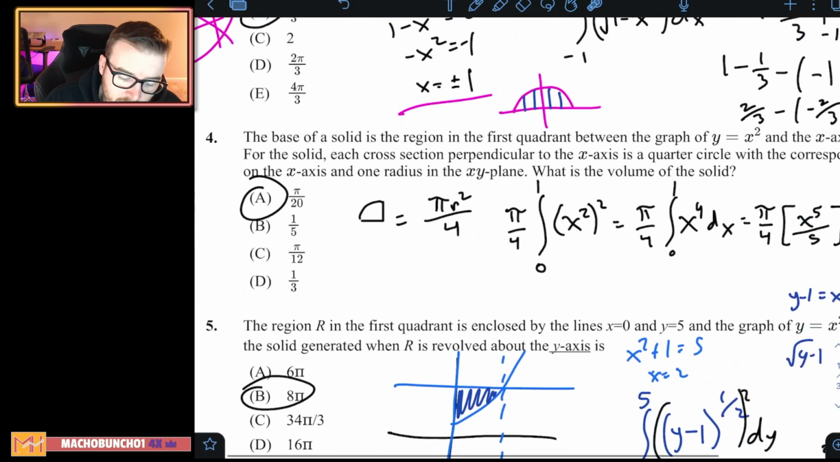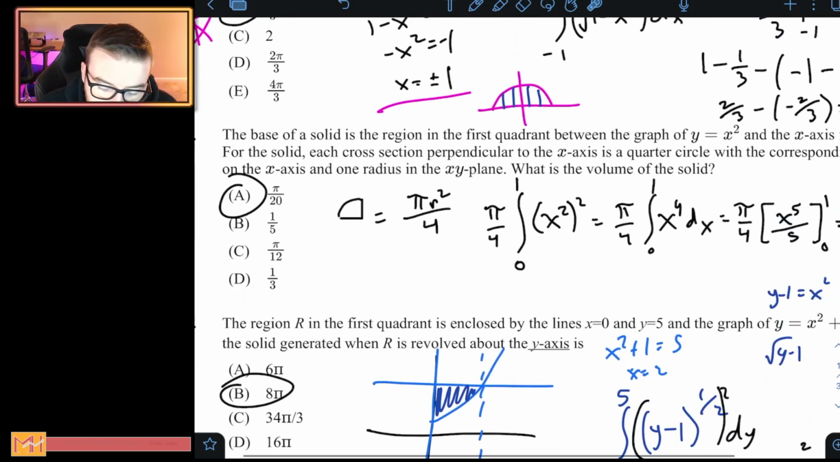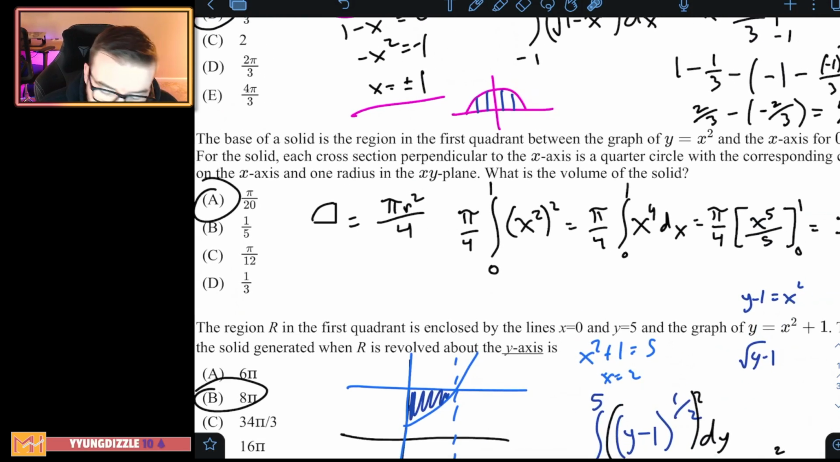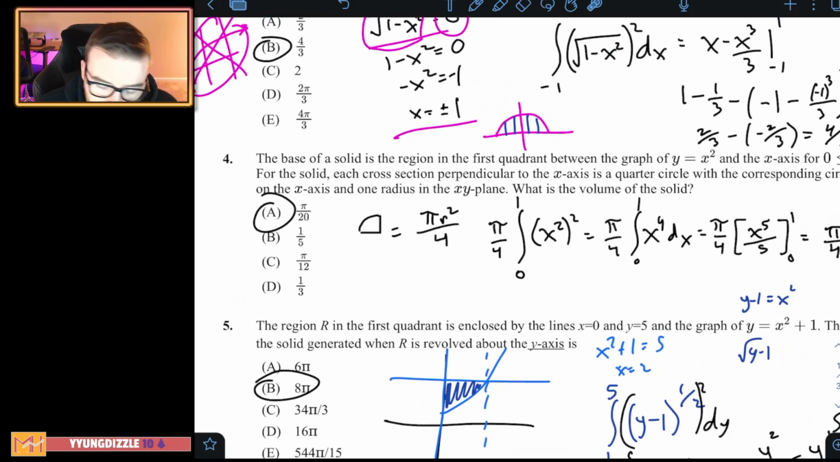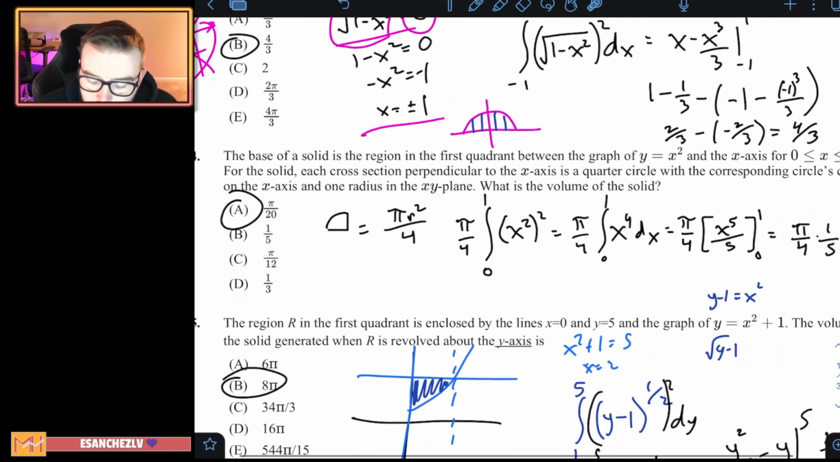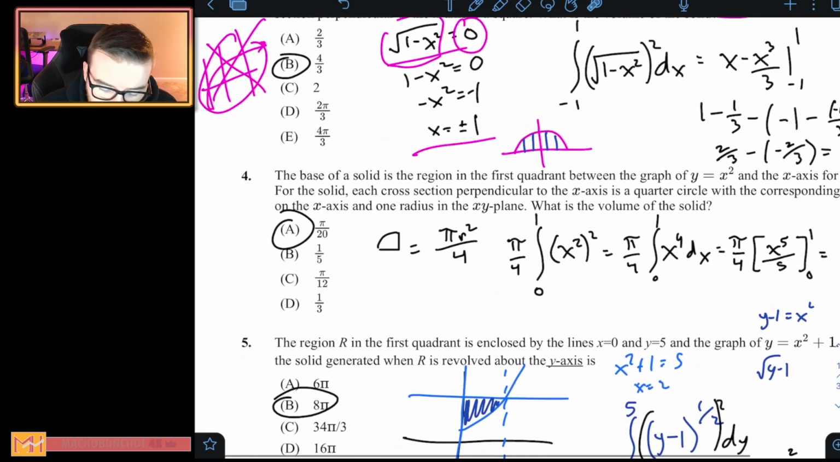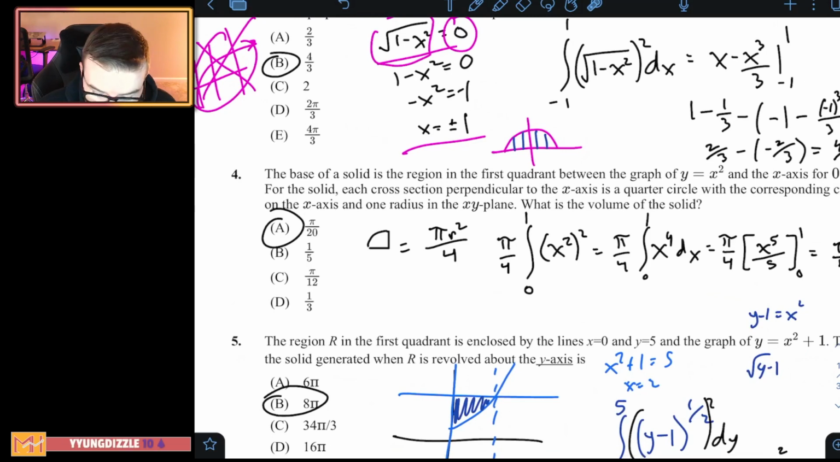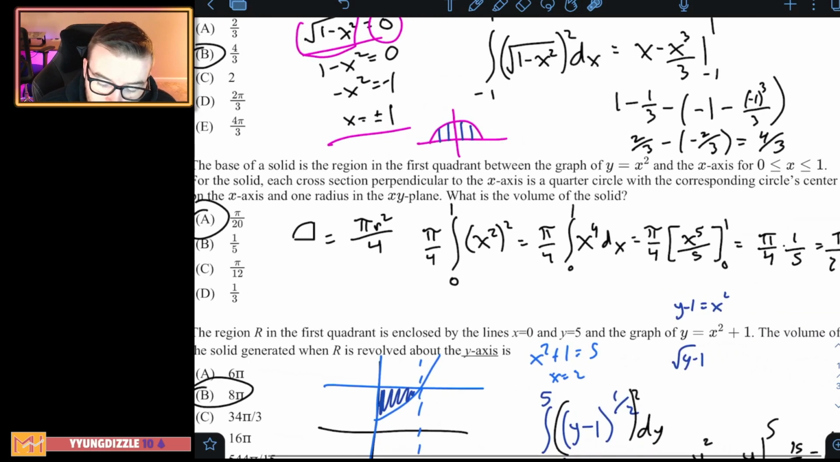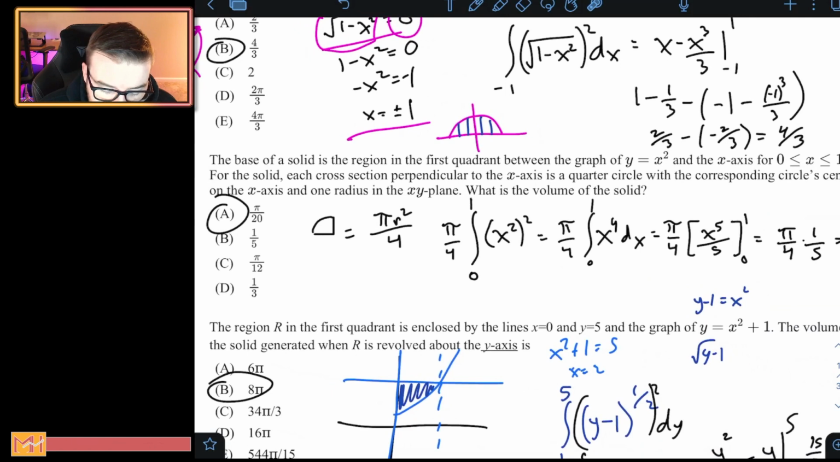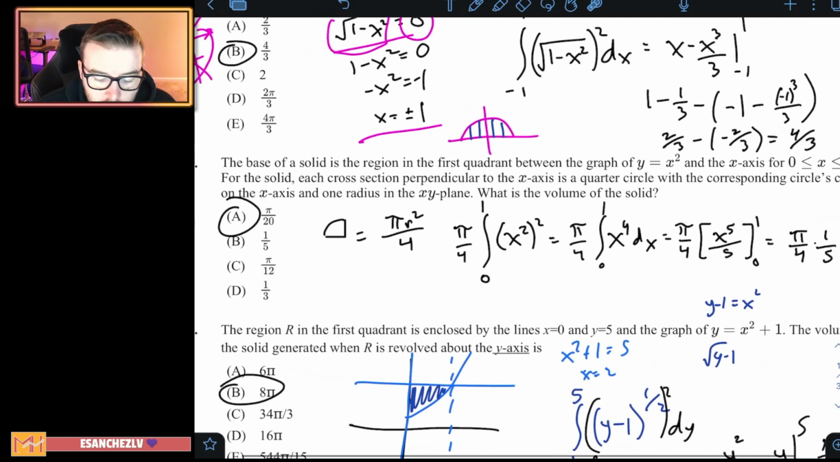All right, let's continue. So the base of a solid is the region in the first quadrant. That's a key detail. That's helpful, right? Like, okay, I'm above the x-axis. That's cool. Between the graph of y equals x squared, that's a parabola, easy to visualize, and the x-axis for 0 to 1. For the solid, each cross-section perpendicular to the x-axis is a quarter circle with the corresponding circle's center on the x-axis and one radius in the xy plane. What is the volume of the solid?